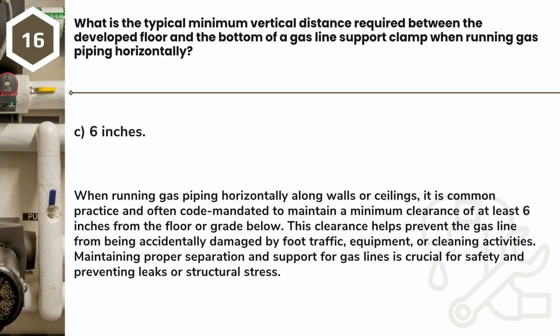Answer: C. 6 inches. When running gas piping horizontally along walls or ceilings, it is common practice and often code mandated to maintain a minimum clearance of at least 6 inches from the floor or grade below. This clearance helps prevent the gas line from being accidentally damaged by foot traffic, equipment, or cleaning activities. Maintaining proper separation and support for gas lines is crucial for safety and preventing leaks or structural stress.